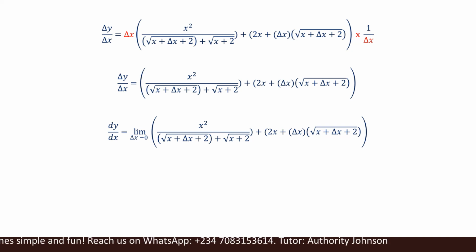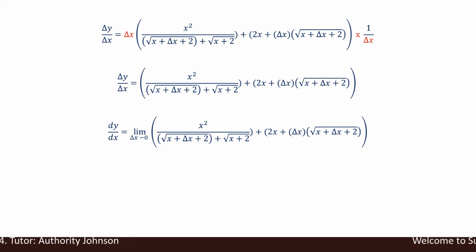And when we take the limit on the right hand side, we are going to have the limit as change in x approaches 0, open bracket, x squared all over square root of x plus change in x plus 2 plus square root of x plus 2, plus 2x plus change in x, close bracket, multiplied by square root of x plus change in x plus 2. So here now, let's take the limit.